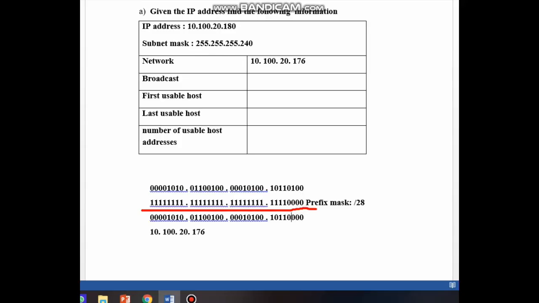So this 4 bits over here, these are our host bits, right? So I will get my broadcast address when I turn all my host bits to 1s. So if I do that, what I'll be getting is 00001010.01100100.00010100.10111111. Just turned all my host bits to 1s.